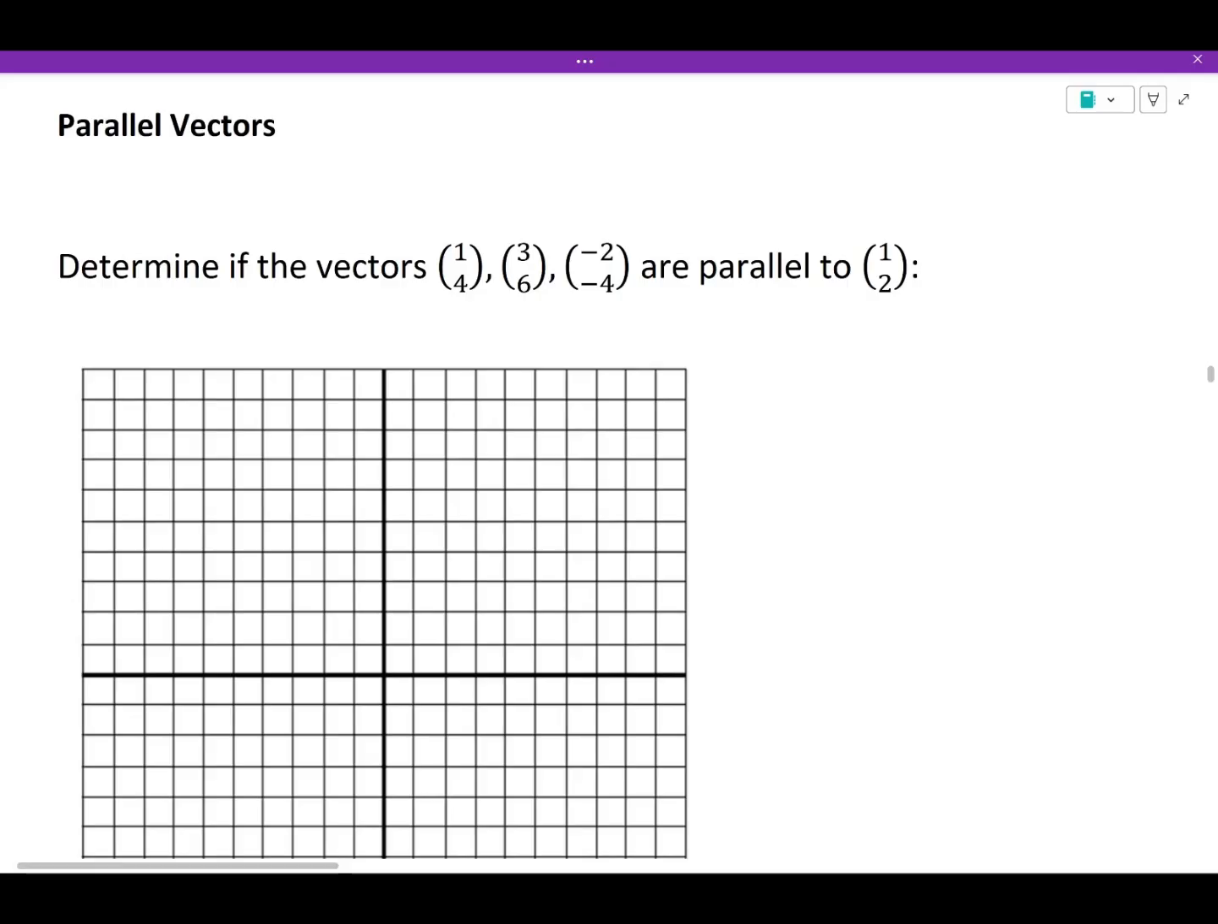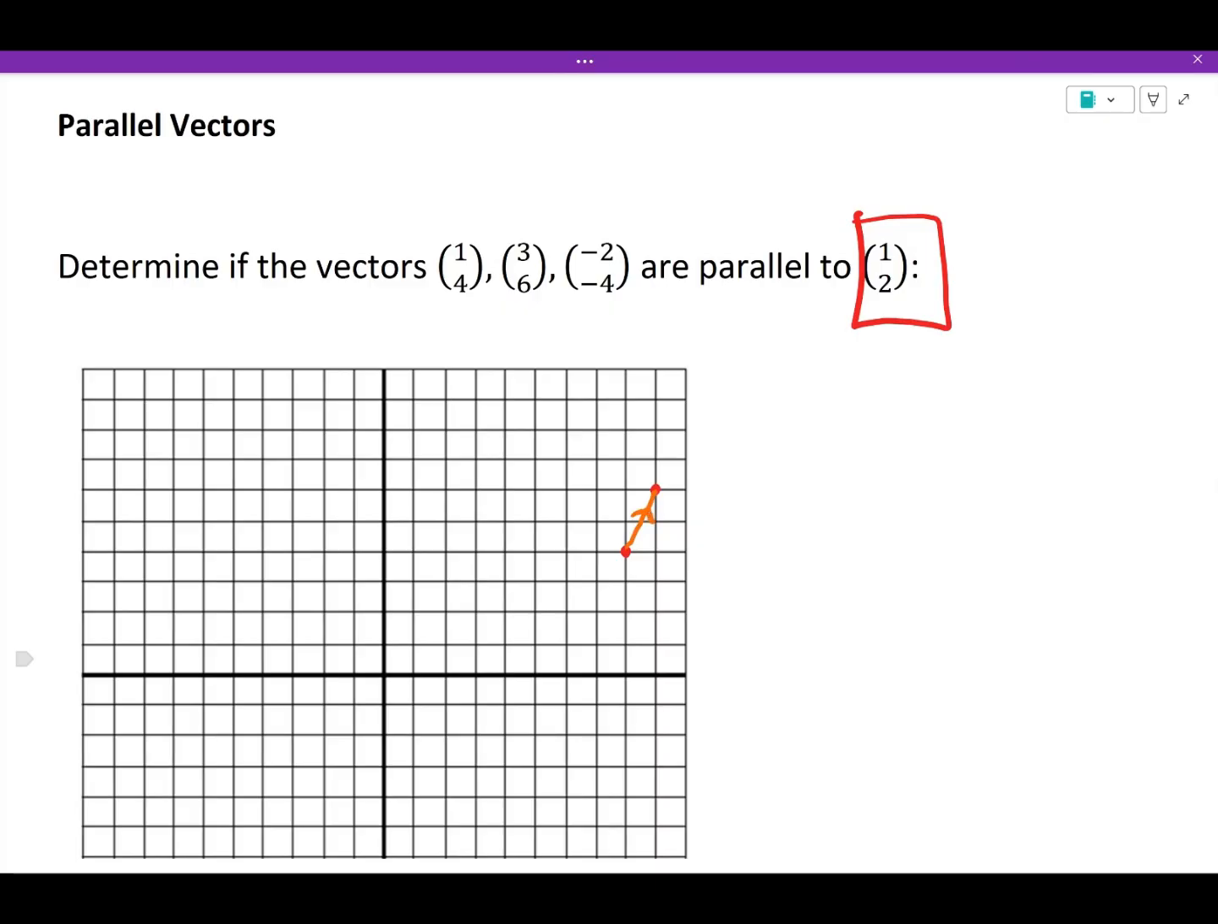So we're now going to look at parallel vectors and the relationship between them. We need to determine if these 3 vectors here are parallel to 1, 2. We're going to demonstrate this by drawing the vectors out. I'm going to start with the vector 1, 2. I'm going to pick a point, we'll go with this point over here. And we're going to do the vector 1, 2. That means 1 to the right and 2 up, like that. So my vector, if I was to draw on my line, would be like this.